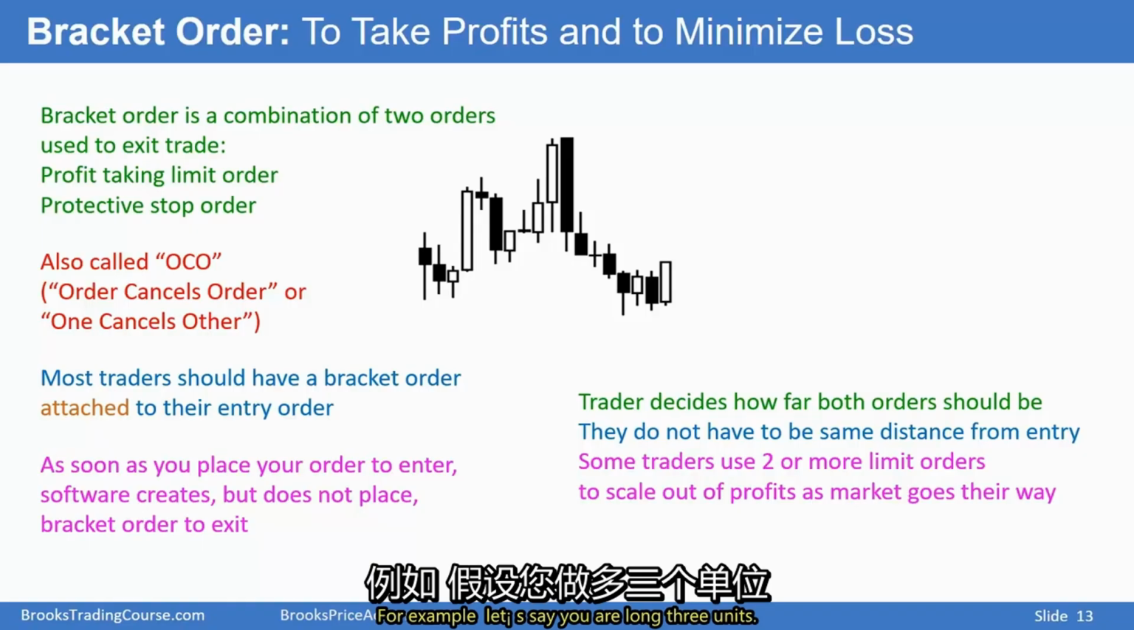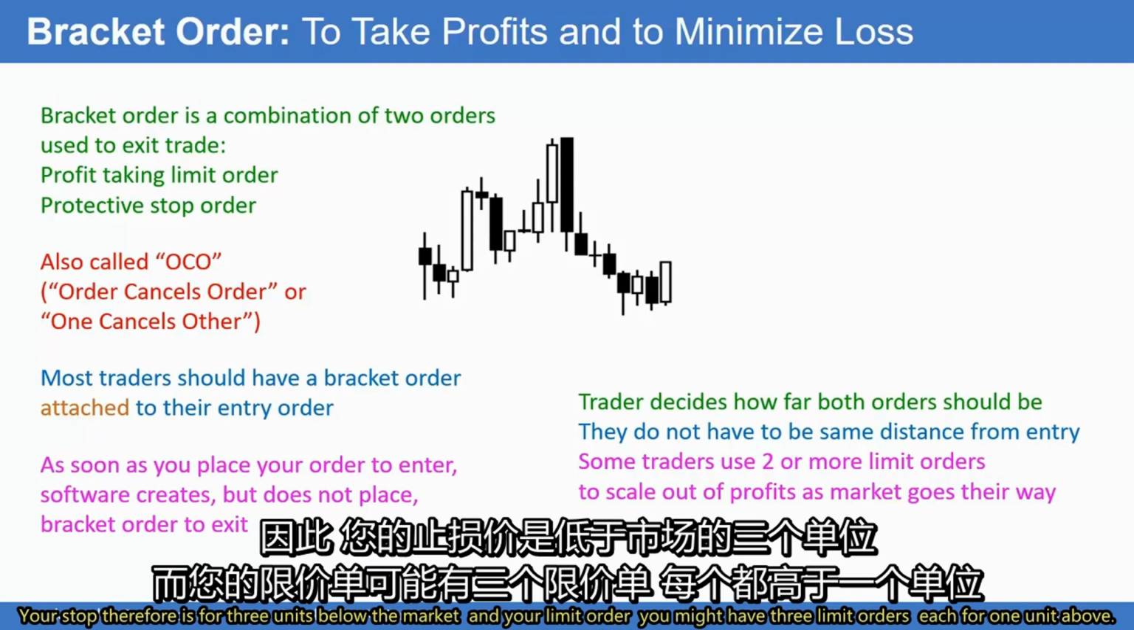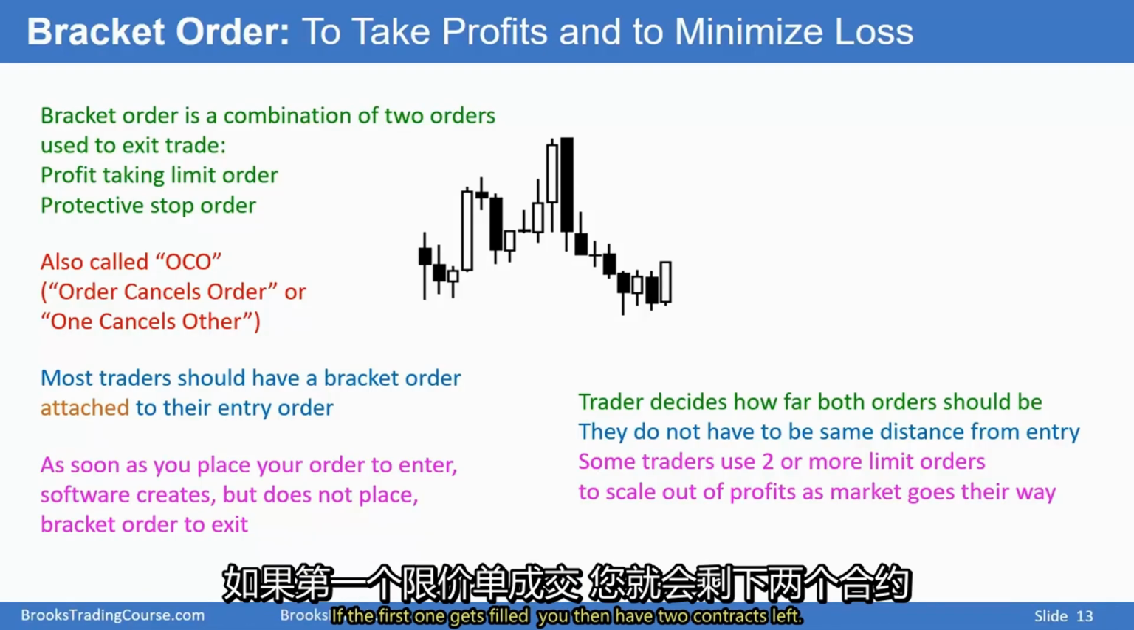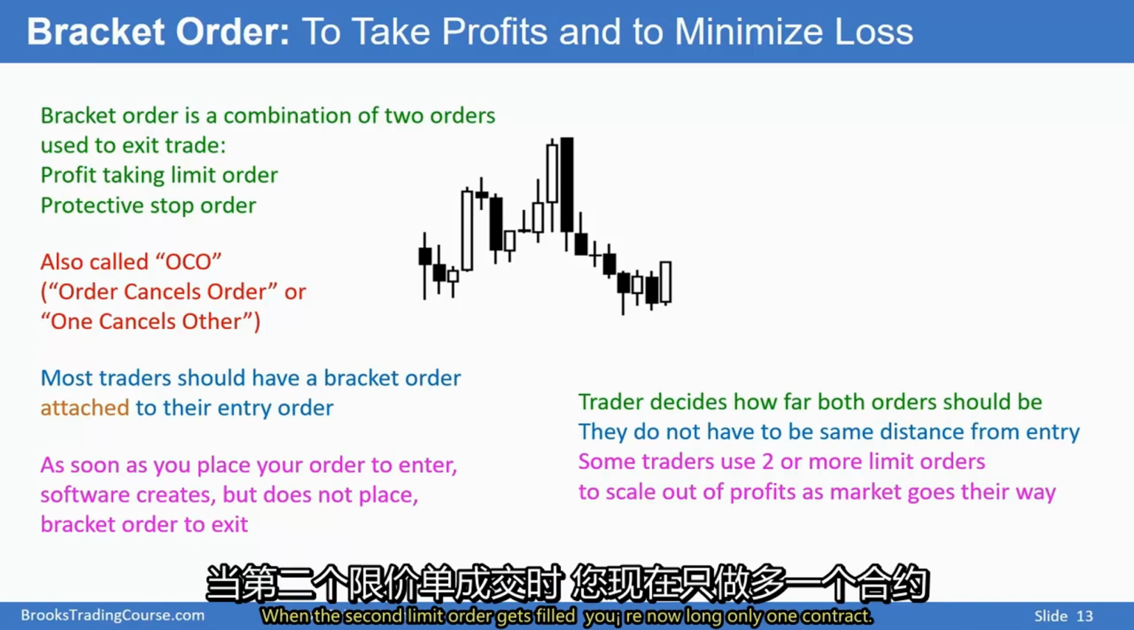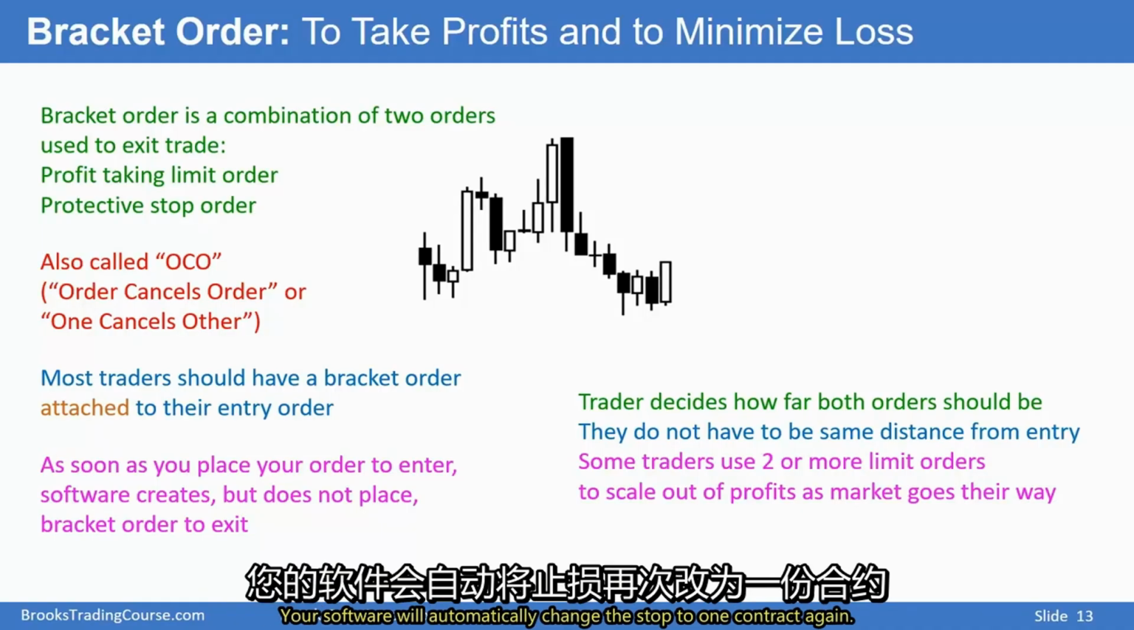For example, let's say you are long 3 units. Your stop, therefore, is for 3 units below the market, and for your limit orders, you might have 3 limit orders, each for 1 unit above. If the first one gets filled, you then have 2 contracts left. Your broker's software will automatically change your stop to 2 contracts because now you're only long 2 contracts. When the second limit order gets filled, you're now long only 1 contract. Your software will automatically change the stop to 1 contract.